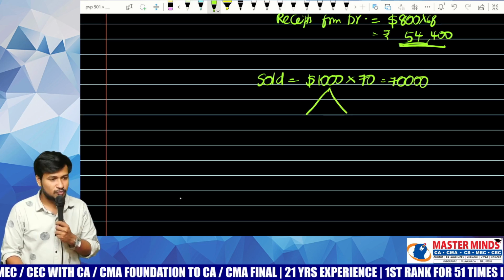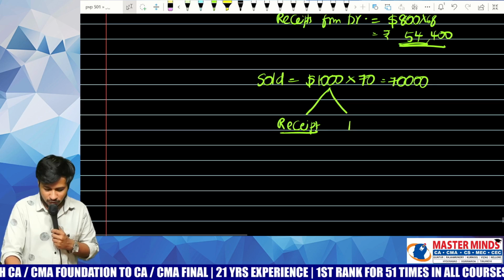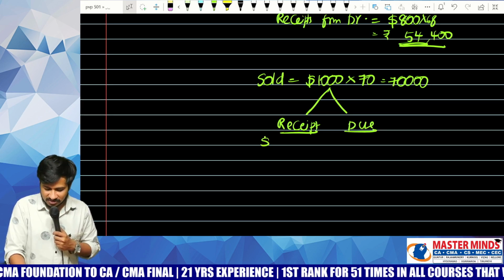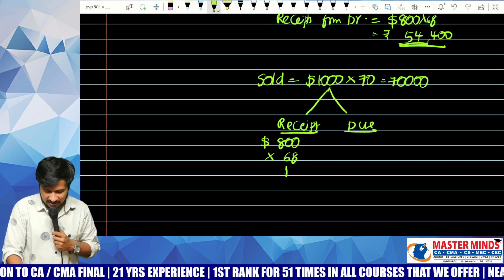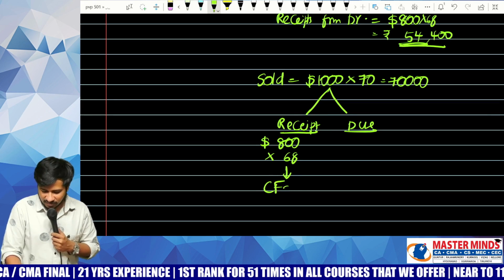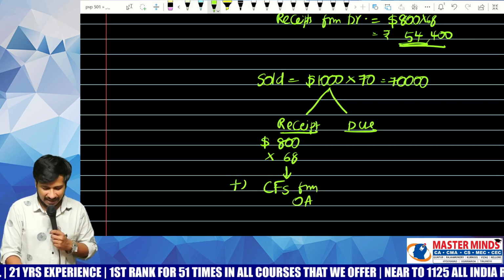Make this dollars into two parts. Number one, receipt. Number two, due. How much is received? $800 multiplied by 68. Show under cash flows from operating activities. You just have to add it there.